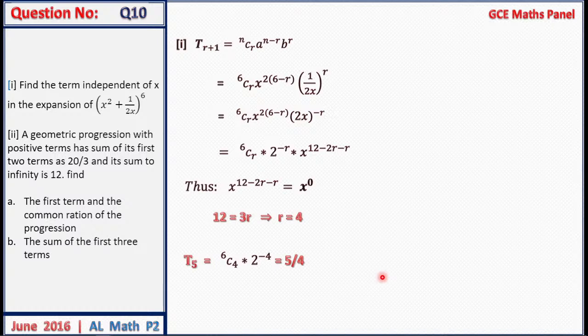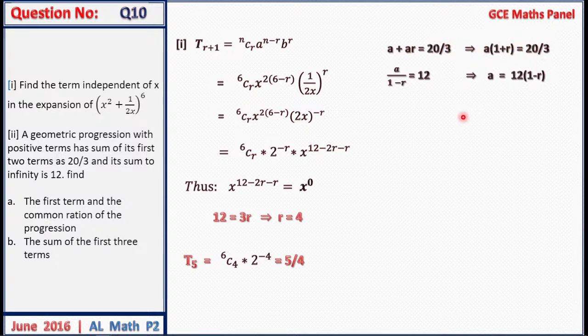The B part of the question says a geometric progression with positive terms has the sum of its first two terms as 20 on 3, and its sum to infinity is 12. Find the first term and the common ratio of the progression. Now the sum of the first two terms is 20 on 3. The first term is a and the second term is ar, so that gives us a into 1 plus r equal to 20 on 3.